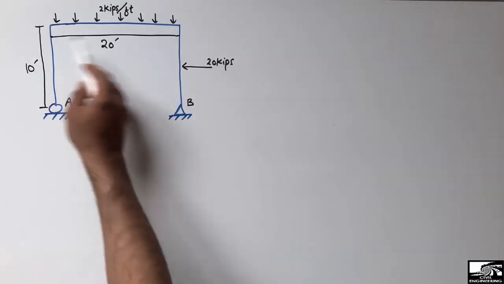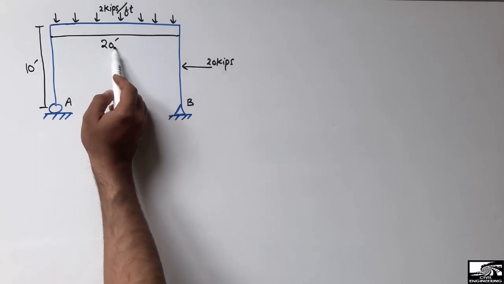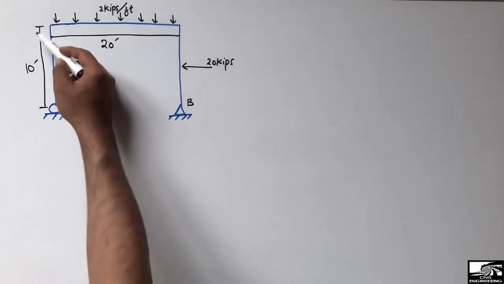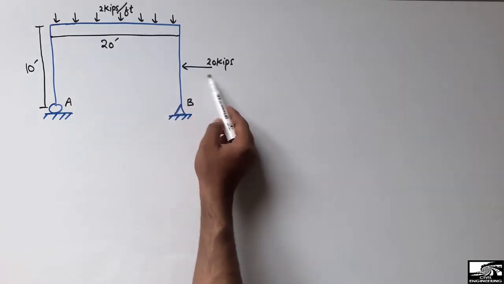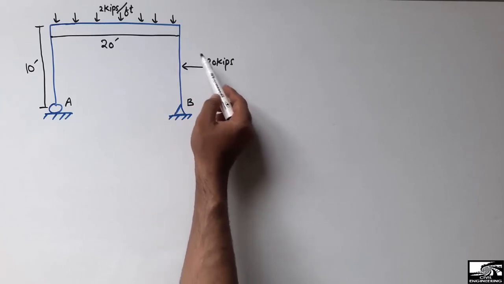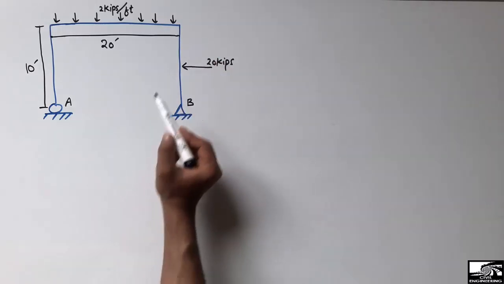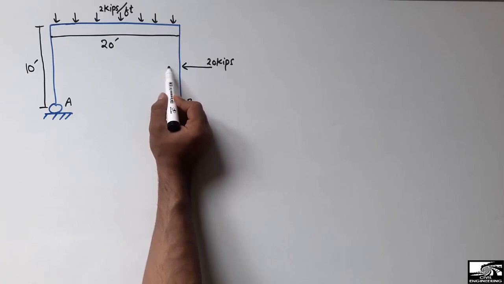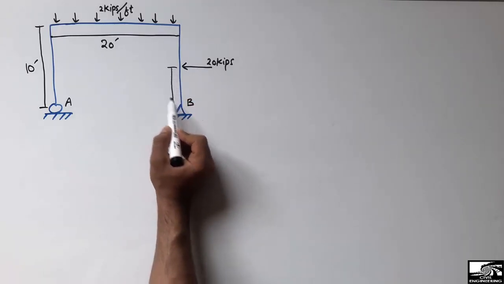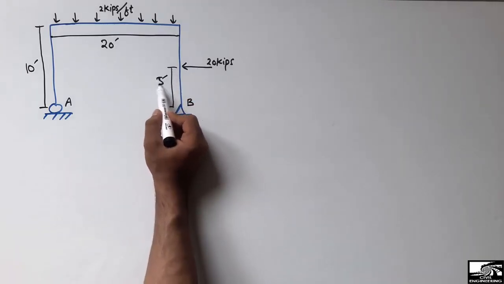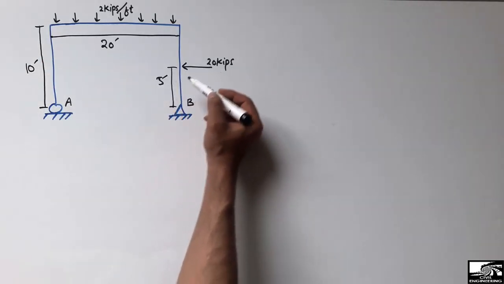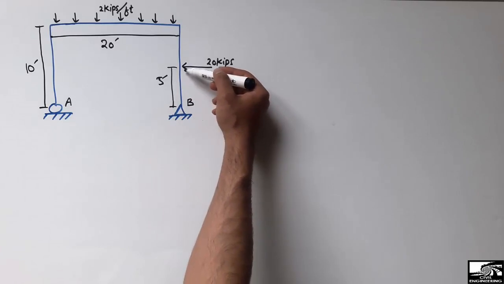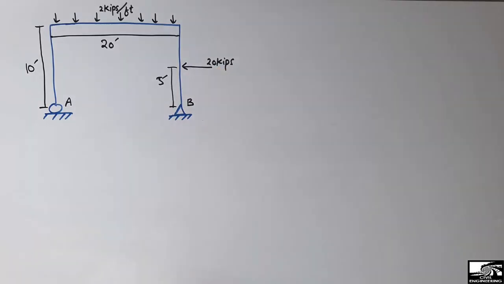The frame is given to us. The beam length is 20 foot, each column length is 10 foot, and the load on the beam is 2 kg per foot, a uniformly distributed load, while the lateral load on the column is 20 kg acting at the center of the column. When it acts at the center, this distance will be 5 foot, because 10 foot is the total distance. So if it is at the center, 5 foot will be the distance from the center of the column to the end of the column.